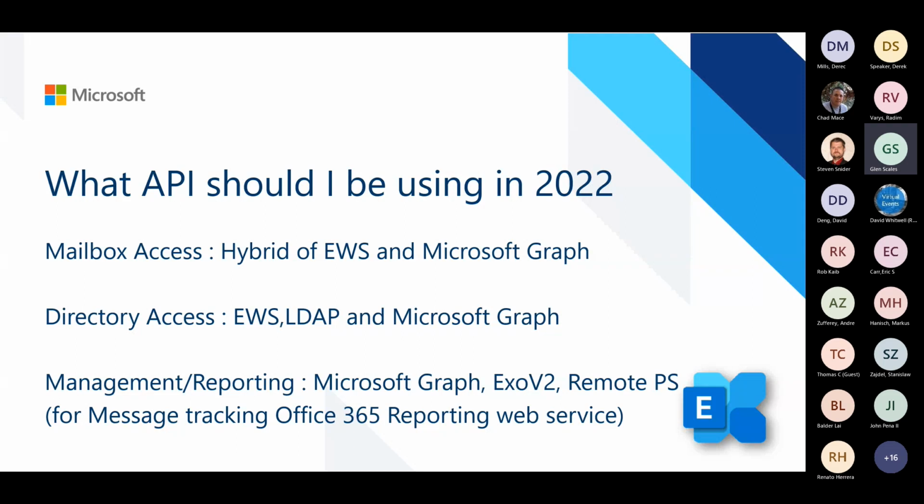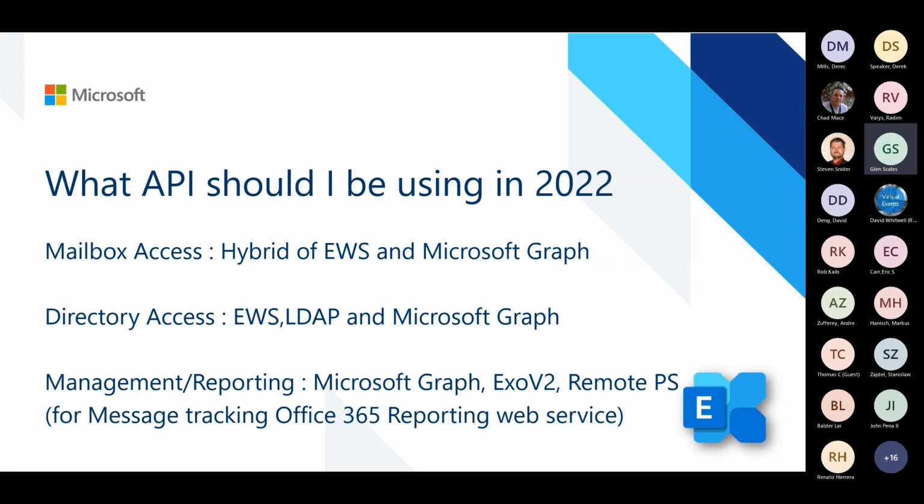Directory access hasn't really changed much. So if you're doing a lot of address lists, that distribution list type stuff, EWS has always had some limited functionality there. LDAP tended to be a better option if you're using it on-prem, but Microsoft Graph is still the way to go in Exchange Online.